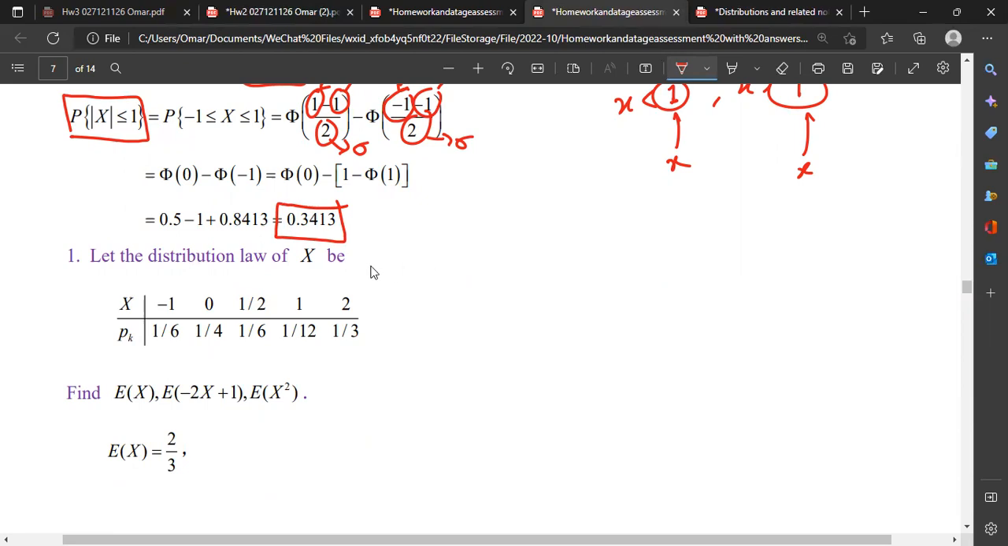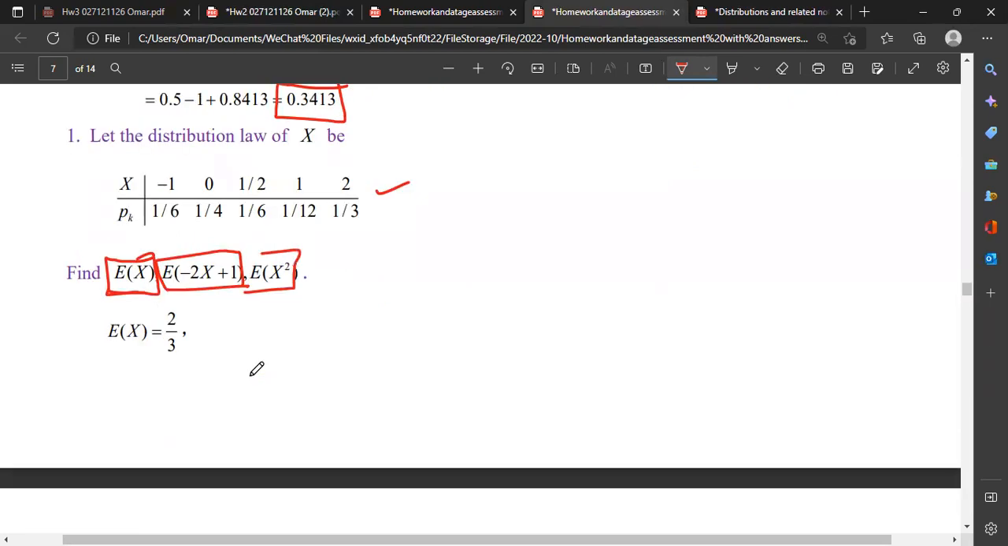Let the distribution law of x be, this is the distribution law. We have to find E of x. E means expectation, okay? So E of x, E of minus 2x plus 1, and E of x squared. So for total expectation, we just multiply them: minus 1 times 1 by 6, 0 times 1 by 4, 1 by 2 times 1 by 6, 1 times 1 by 12, and 2 times 1 by 3. And then we have to add them, okay? So we get E of x.